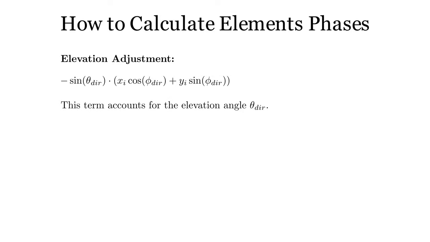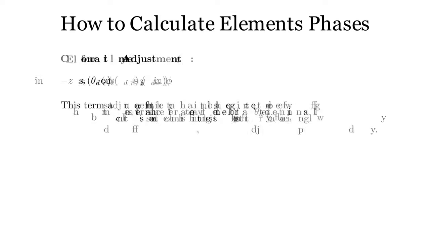Elevation adjustment, this term accounts for the elevation angle theta of the reflected beam direction, shown with theta dir, and the azimuth angle of the beam direction, which is shown with phi dir. Imagine a flashlight beam being tilted at an angle. This term models the phase shifts needed to steer the reflected wave toward a desired direction.